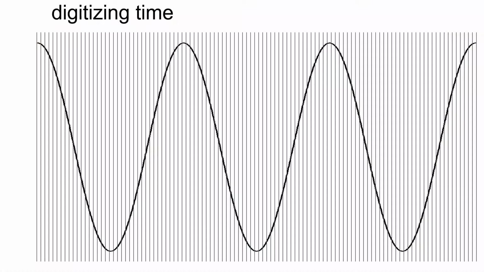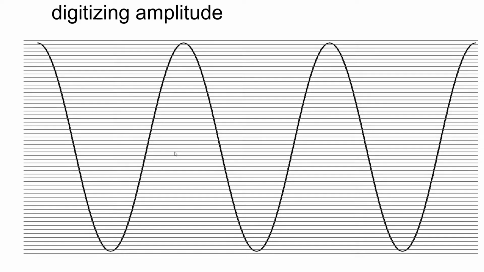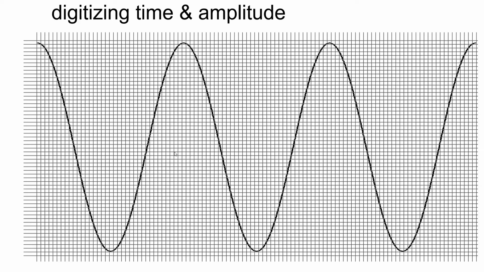So that's digitizing in time, and that can be represented here. Here is a much finer gradation of vertical lines. We also digitize the amplitude, and I'll talk about that a bit more in a second, to give us this sort of grid of fine little boxes that represent the actual resolution of our sampling domain.